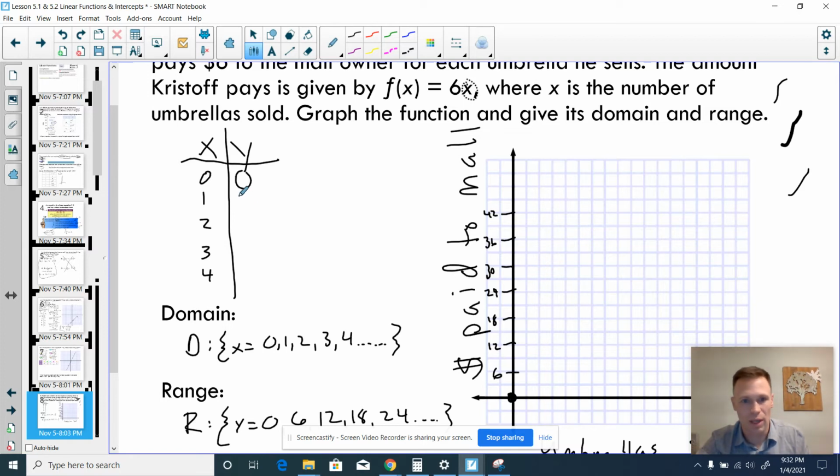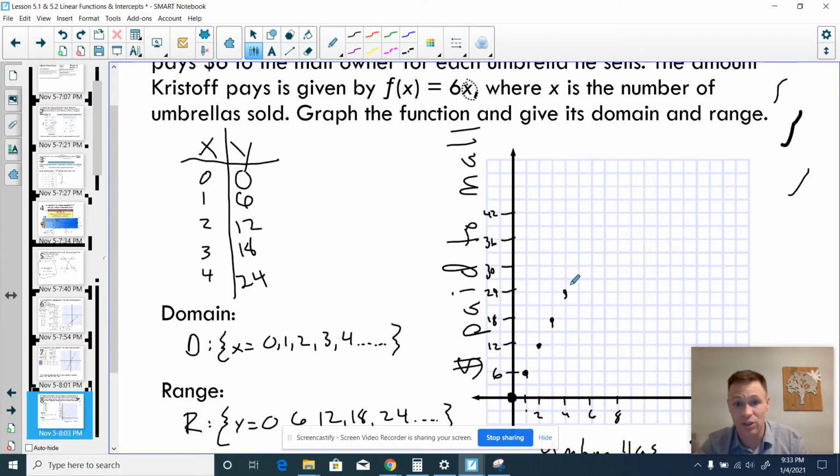If I sell one umbrella, I have to pay $6 to the mall owner. So I got 1, 6. I'll do this: 2, 4, 6, 8. If I sell 2 umbrellas, that means that I owe $12. So 2 times 6 is 12. So 2, 12. If I sell 3 umbrellas, 3 times 6 is 18. So I got 3, 18. If I sell 4 umbrellas, 6 times 4 is 24. And I can keep going, but I'm going to stop there because we get the idea.